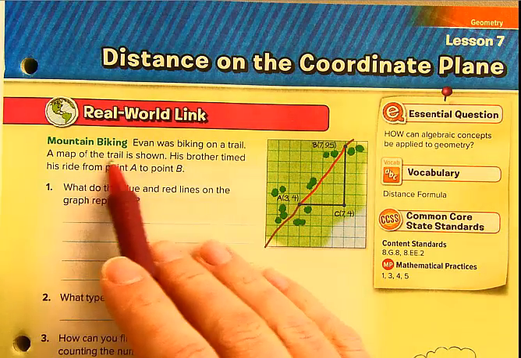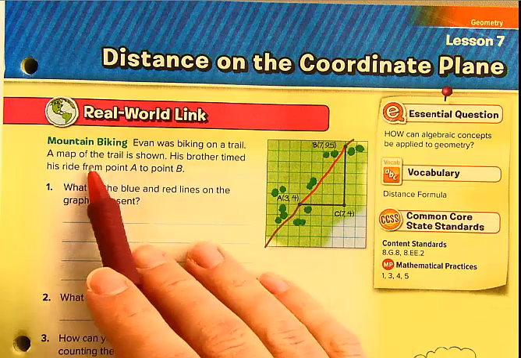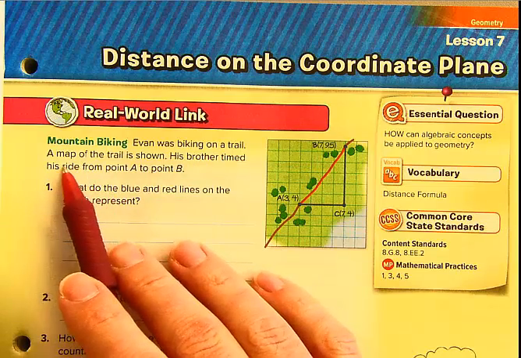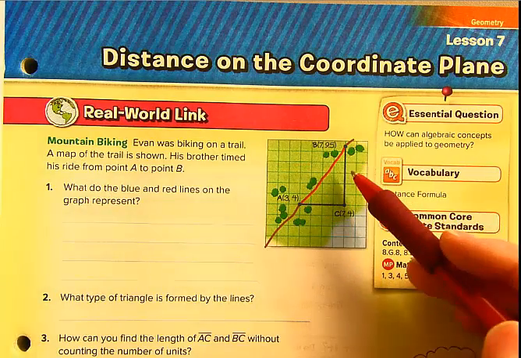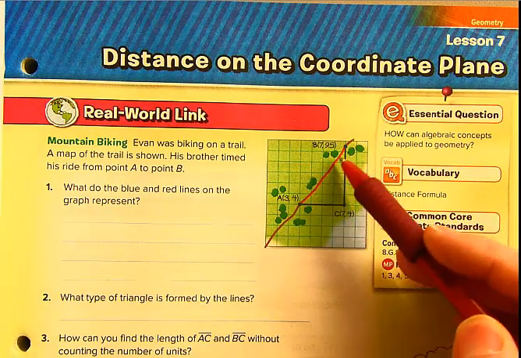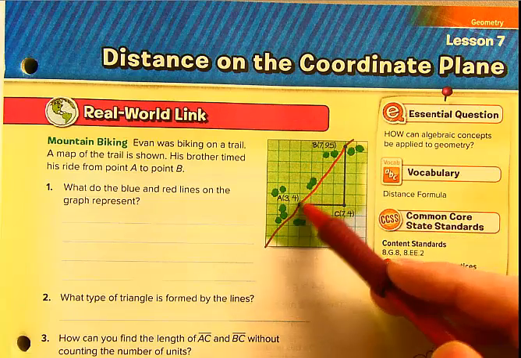So it says mountain biking. Evan was biking on a trail. A map on the trail is shown right here. His brother timed his ride from point A to point B. Here's point A, here's point B. So time this ride right there.